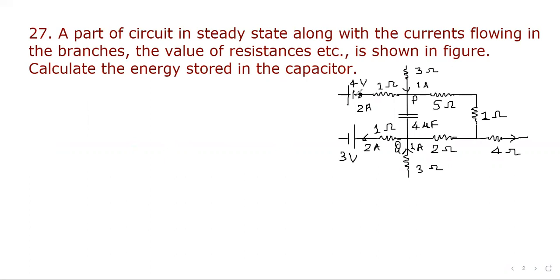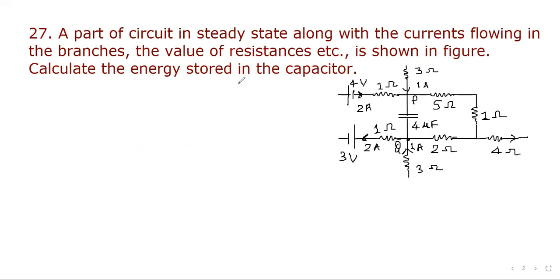This is a 4-volt battery. Current is coming out, 2 ampere. This is a 1 ohm resistor. This is a 3 ohm resistor. 1 ampere current enters at this point. This point is P. This is a 5 ohm resistor. This is a 1 ohm resistor. This is a 4 ohm resistor. This is a 2 ohm resistor. Here again, 1 ampere current is entering at this point, and here current 2 ampere is entering the 3-volt battery.